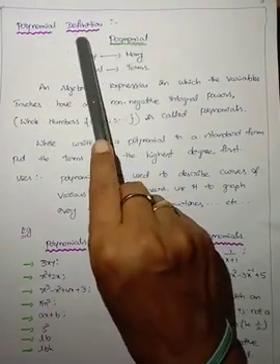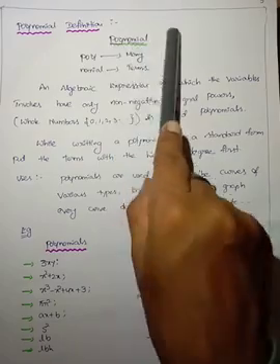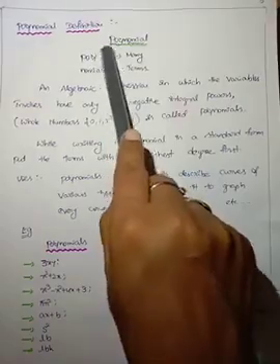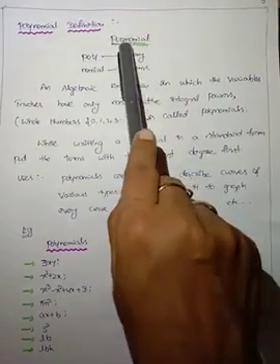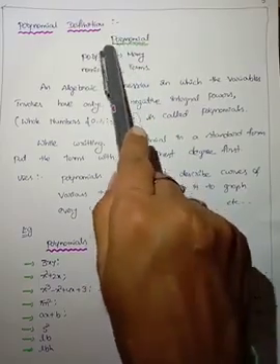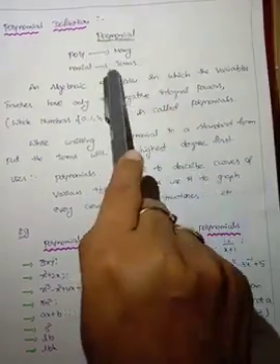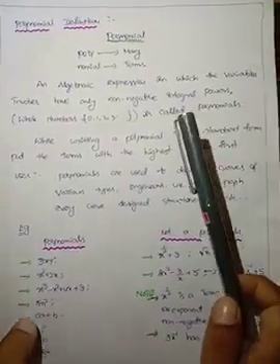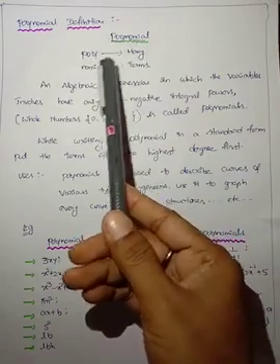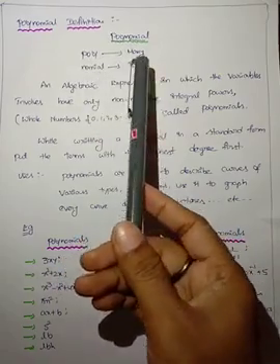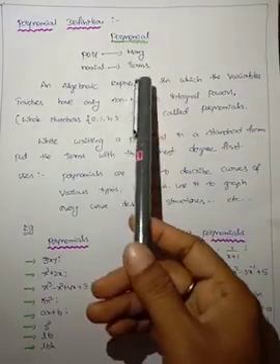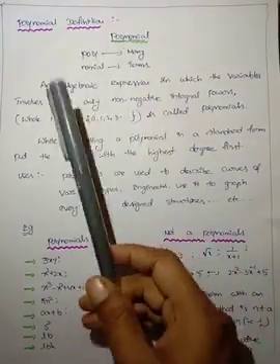What is a polynomial? What is the meaning of polynomial? Poly means many. Nomial means terms. So polynomials means we have to learn about many terms.